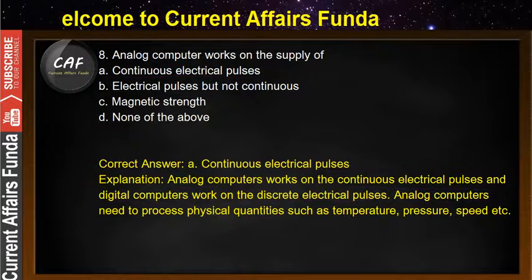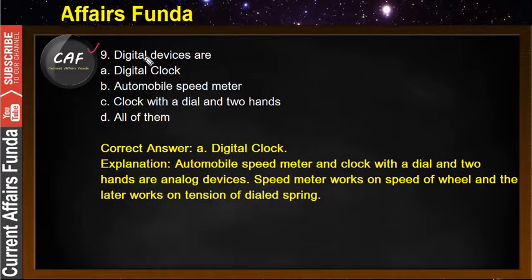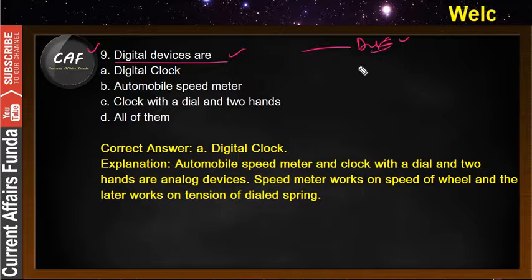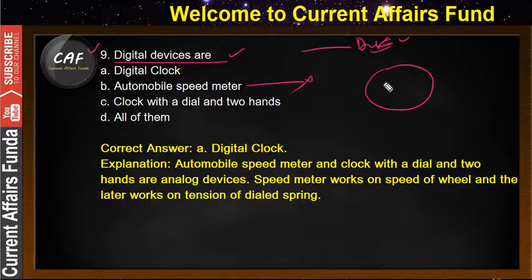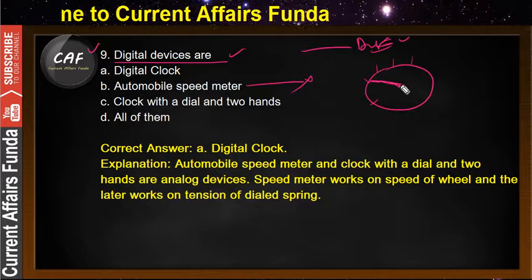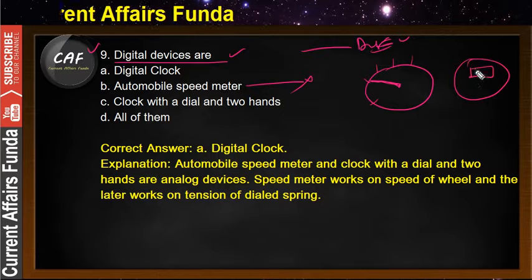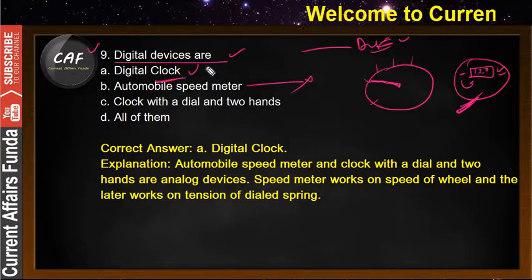Now let's move to problem number 9. See, problem number 9: digital devices are, what is the meaning of digital devices? An automobile speedometer is not digital. That means if you are using numbers like 1 2 3 4 5 and a needle, that is analog. And if you are using a digital meter, that means numbers like 1 2 3. In the new bikes you are getting the digital meter. This will definitely be an example of this. But a digital clock is the best example of digital devices.